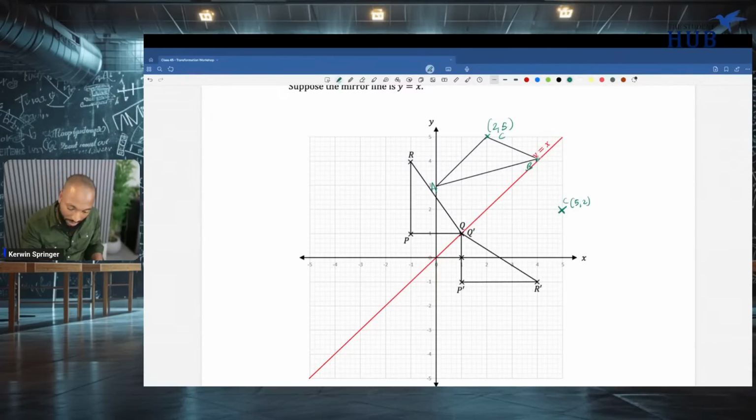This will remain the same. It's 4, 4, so you can't switch around 4, 4. It remains there. This one is 0, 3, so the reflection will be 3, 0, which is over there. And just like that, we have the reflected triangle.